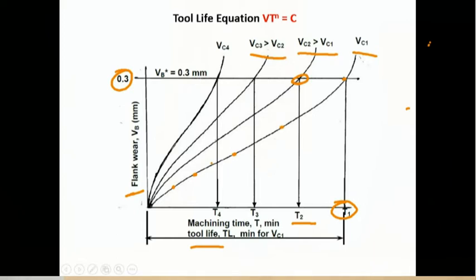So the velocity is increasing, which means the time needed for the tool to reach a wear of 0.3 mm will again be reduced, and your tool life will be reduced to T3. Again, if you increase the cutting velocity to Vc4, then the tool reaches a wear of 0.3 mm very rapidly, and that is the time T4. So it shows that as you increase your cutting velocity, your tool life decreases.